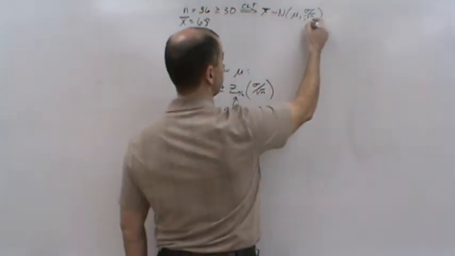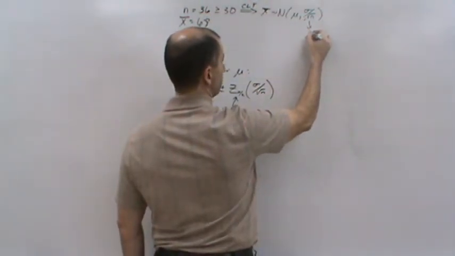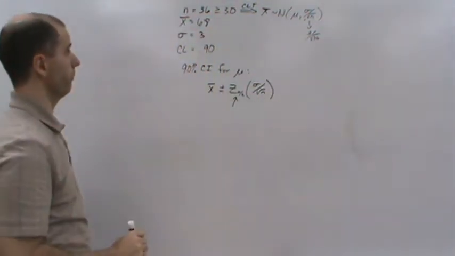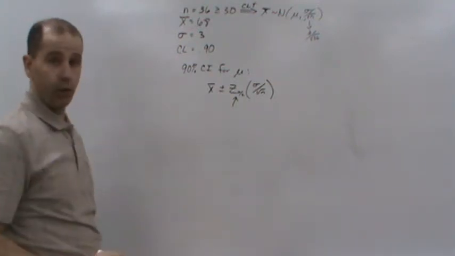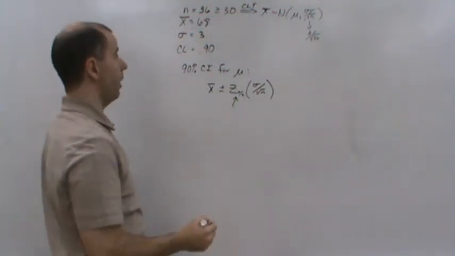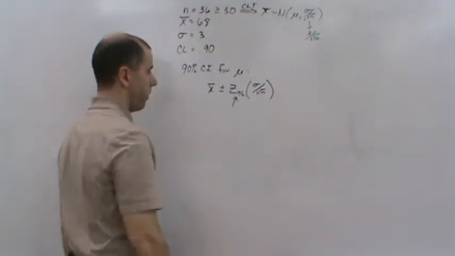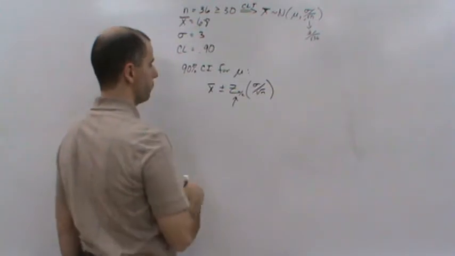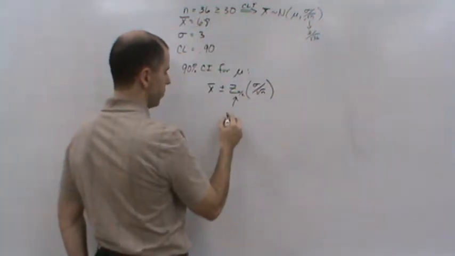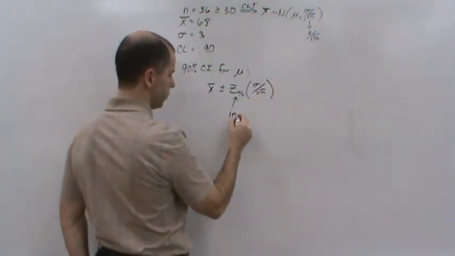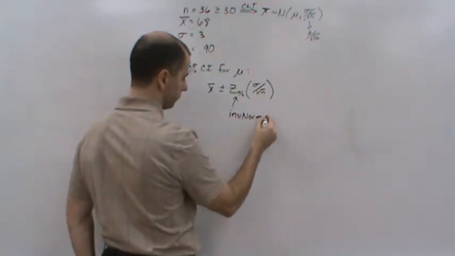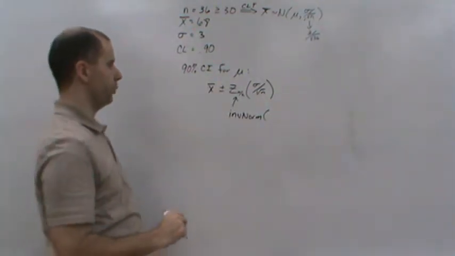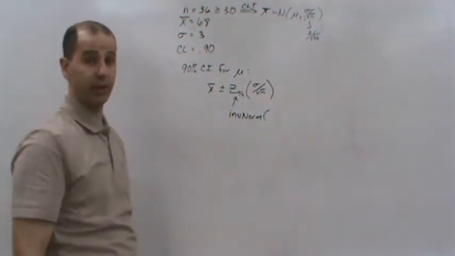So we know that this is 3 divided by the square root of 36. Okay. So now we can figure out what the z-score is because we know it's normally distributed. So we can talk about z-scores. And we can get this z-score by using inverse norm.